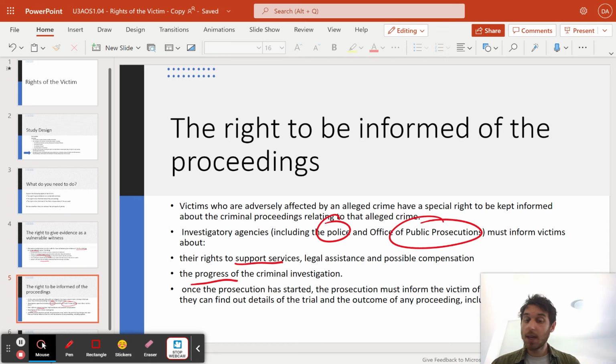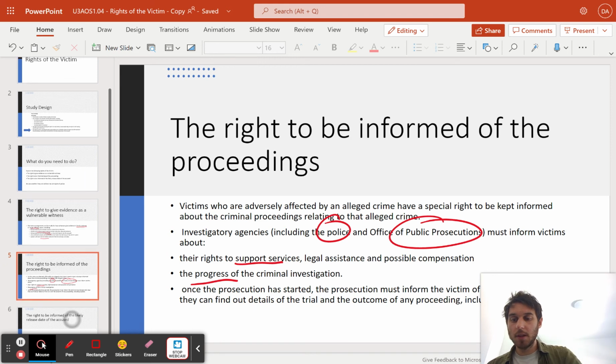And once the case has started, once the prosecution itself has started, the prosecution must also inform the victim of things like the date of the trial, when it's going to start, how long it's going to take, and the location of the trial, in case they want to attend. After the trial, they need to tell them things like what happened, what the outcome was, were they found guilty or not, that sort of thing. So essentially, this right is all about the victim being in the know, being told what's happening, being kept in the loop, so that they can feel safe and confident that the legal process is working.